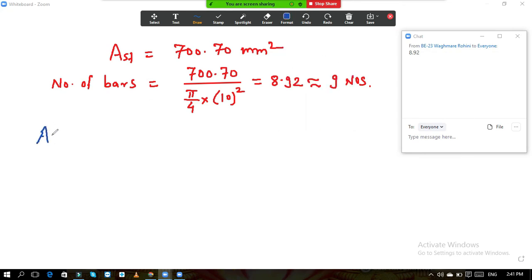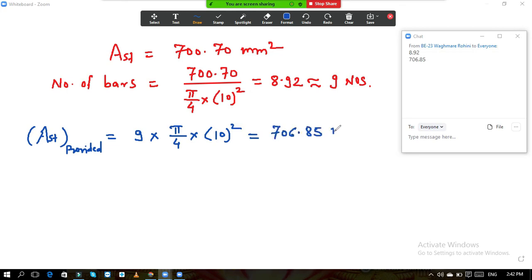What AST are you going to provide? AST provided is equal to 9 into 5 by 4 into 10 square, which is 706.85 mm square. This is the area of steel we are going to provide.